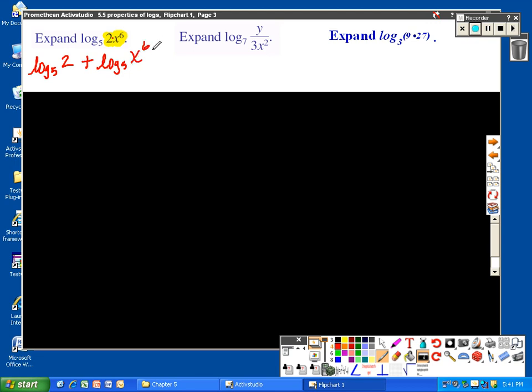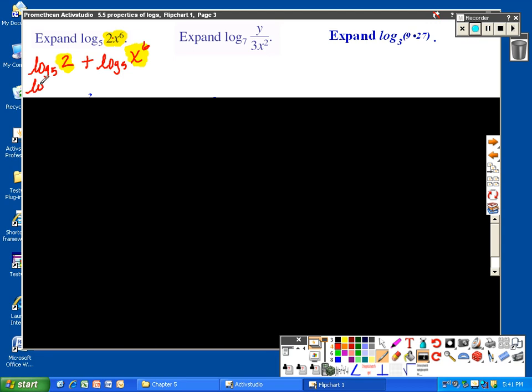Well, in this case, I have the log of a value, but here I have a power yet. So that one I have to expand further. This one I'm just going to drag along: log base 5 of 2, plus, since power to power means I bring it to the front and multiply, 6 times the log base 5 of x. Now I just have values in my logs.